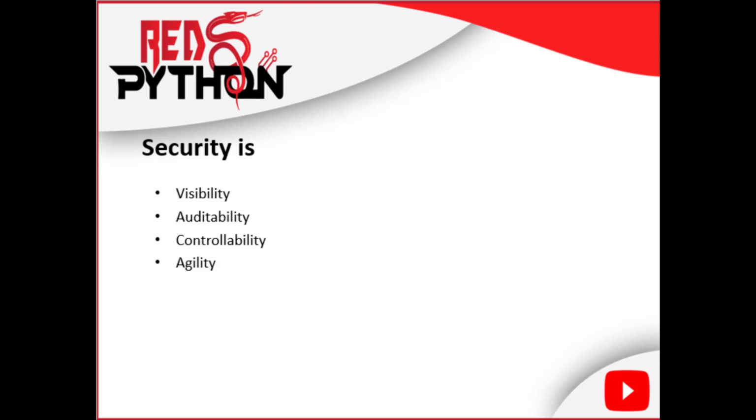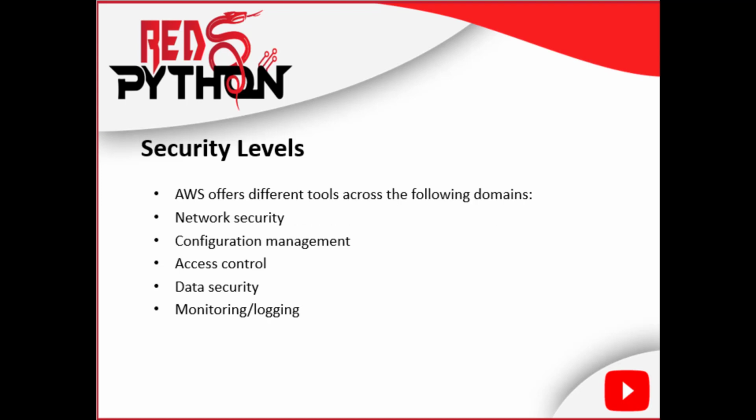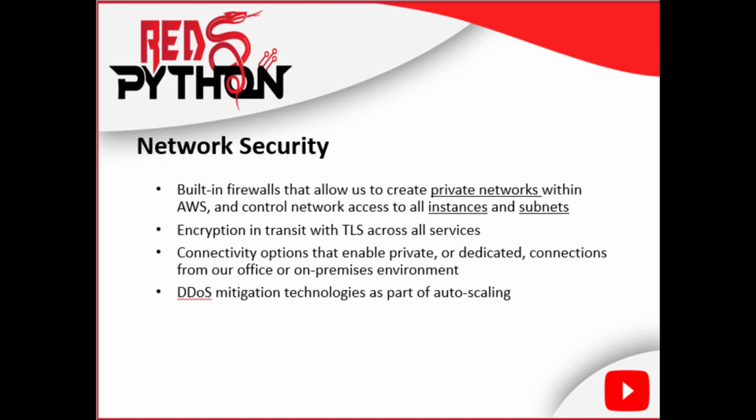If you want to define security on the cloud, we can abbreviate it in 4 words. It's visibility, auditability, controllability, and agility. We'll now discuss the layered approach to security for AWS. So AWS offers various tools across all the domains: security tools at the networking layer, configuration management, access control, data security, and of course monitoring and logging.